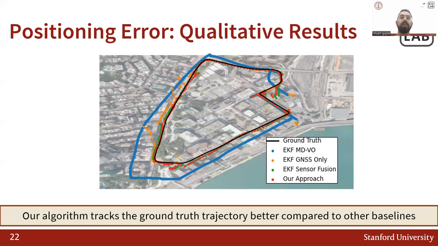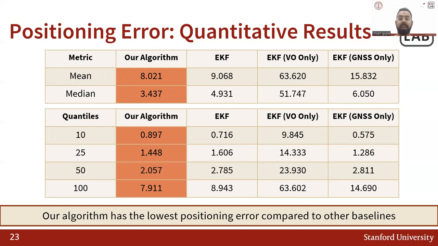So here is our first set of qualitative results on the positioning error. As can be seen from the trajectory tracks, our algorithm is able to track the ground truth trajectory better compared to other baselines. Next are the quantitative results that show the same result numerically. Our algorithm achieves the lowest mean and median errors compared to all the baselines, and also low errors in all the high quantiles. Therefore, our algorithm has the lowest positioning error compared to other baselines.